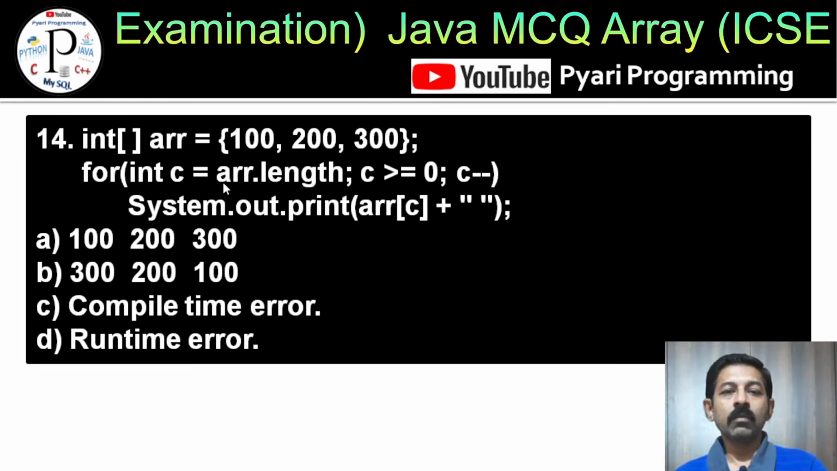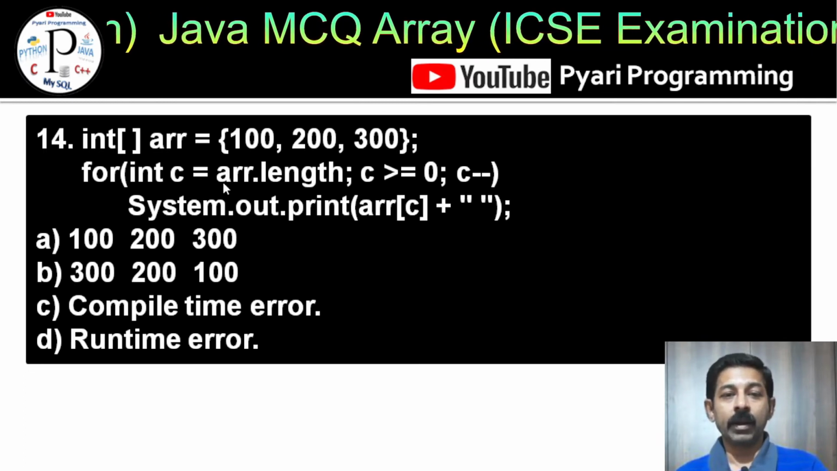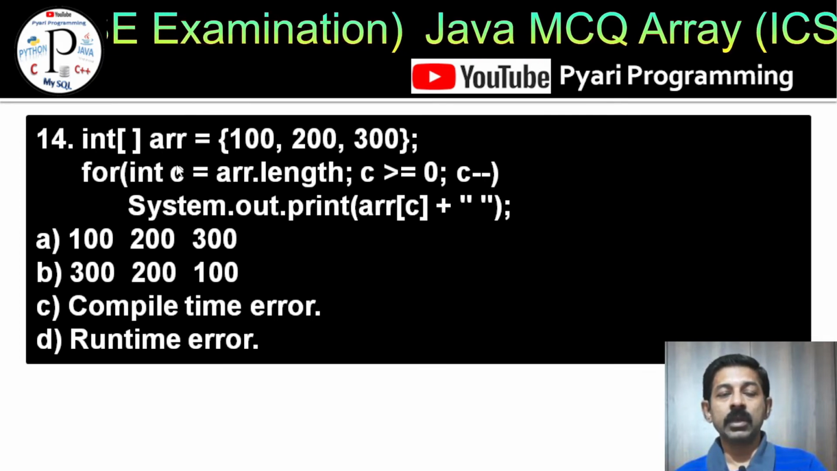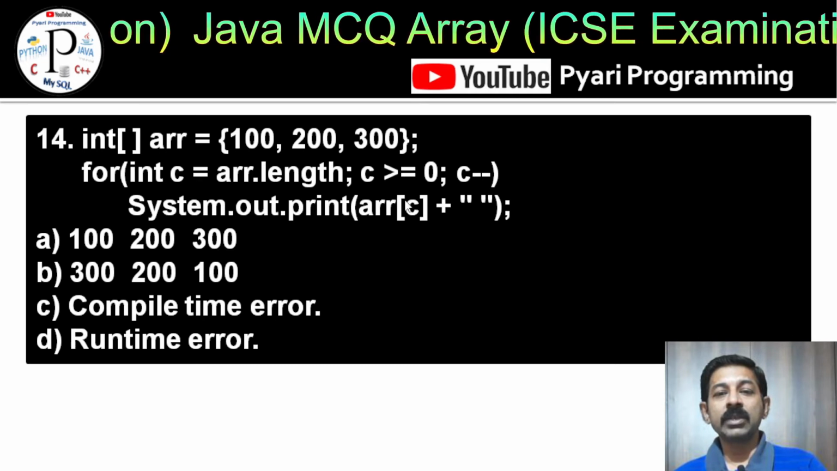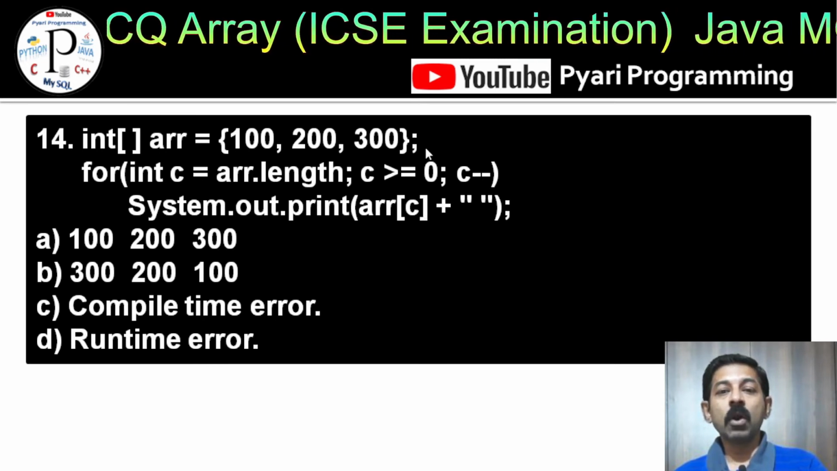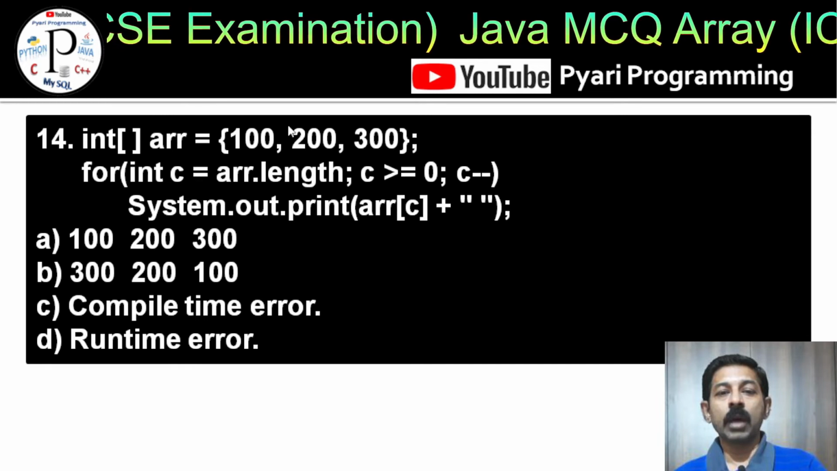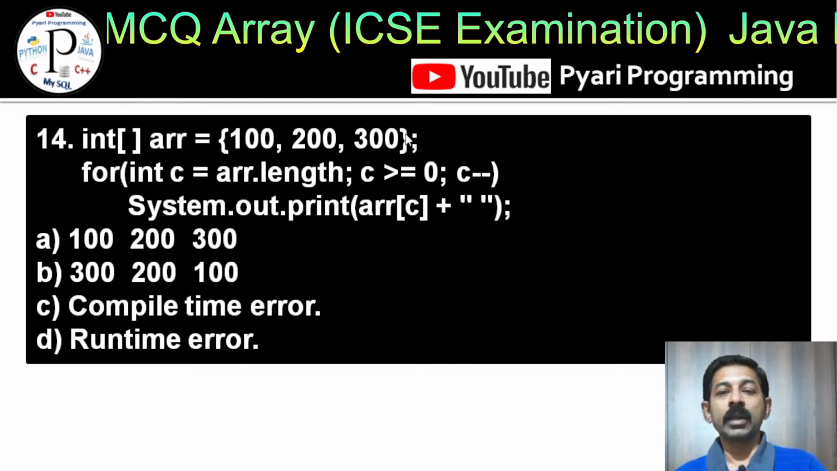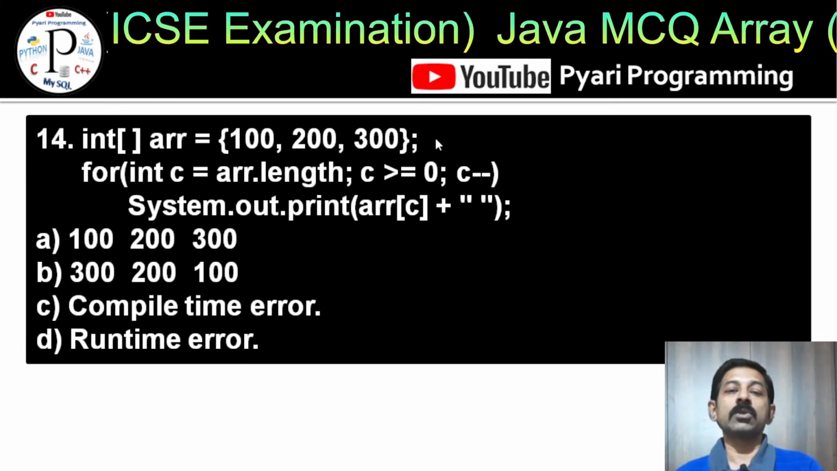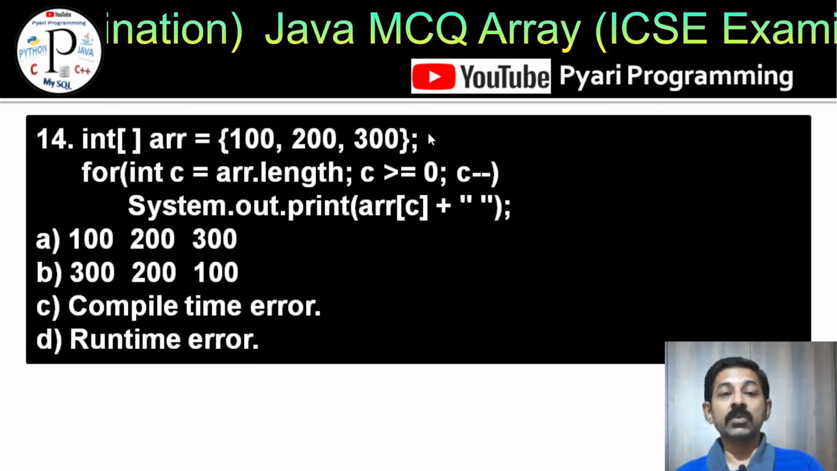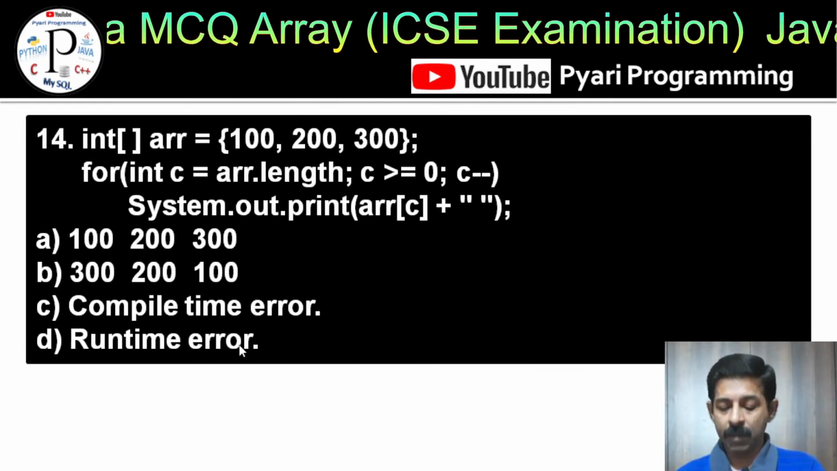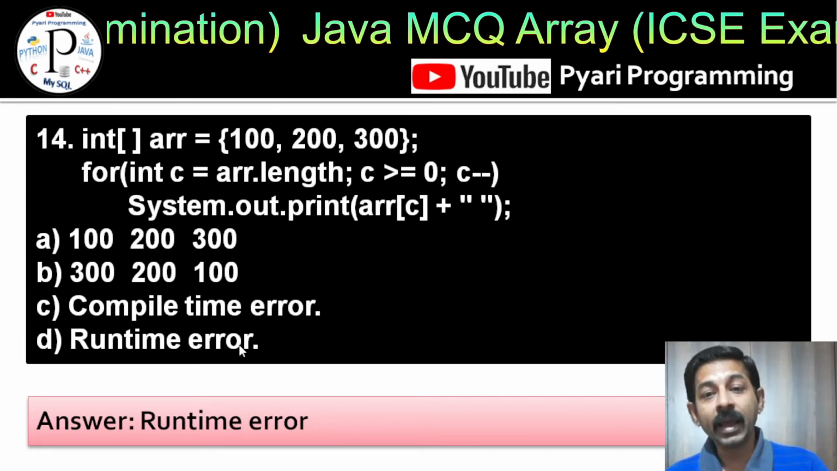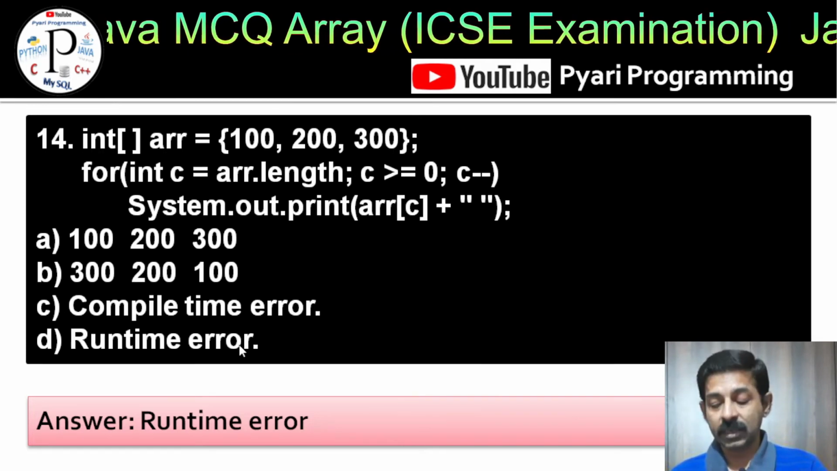Hold on. We have a runtime error, I think. Look at this, the length of the array is 3, so the first value of c is 3. Now I am trying to display the c index position which is 3. But it is not available because in the 0th index position I have 100, the first index position contains 200 and the second index position contains 300, and the third index position is not available. So in that case, which kind of error will be generated? Runtime error. Yes, we got a runtime error. And what is the error? Array index out of bounds exception.